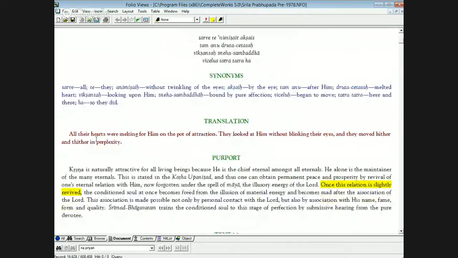All their hearts are melting for him on the pot of attraction. They looked at him without blinking their eyes and they moved hidden there in perplexity. Yes, Mataji. Krishna is naturally attractive for all living beings because he is the chief eternal among all eternals.